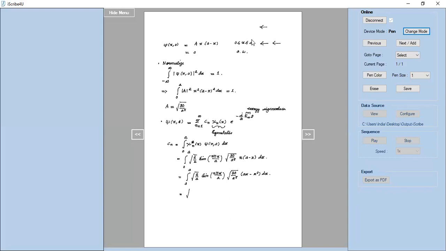Okay. So then this will be what? This will be like 60 by a power 6, which I will bring out. So you'll have it from 0 to a, and then you have sine of n pi x by a.